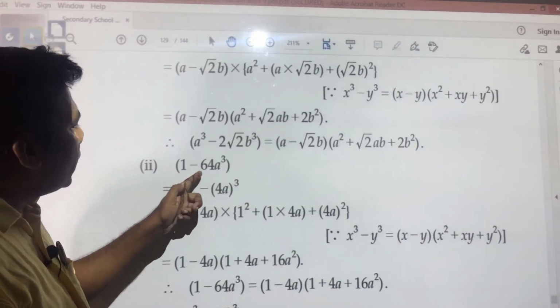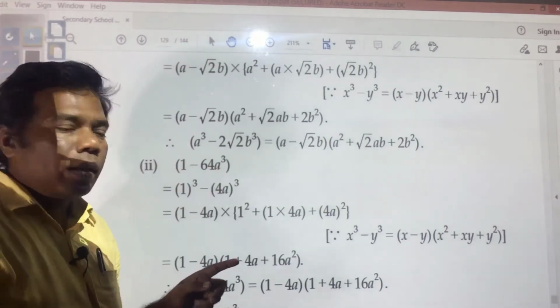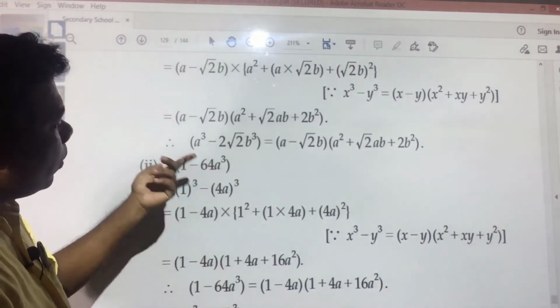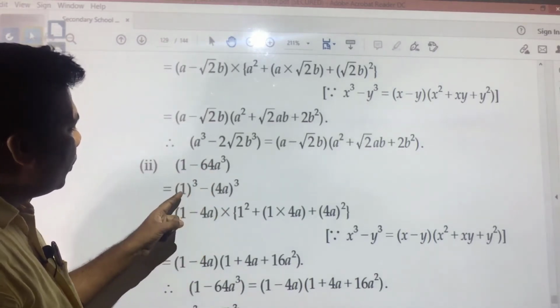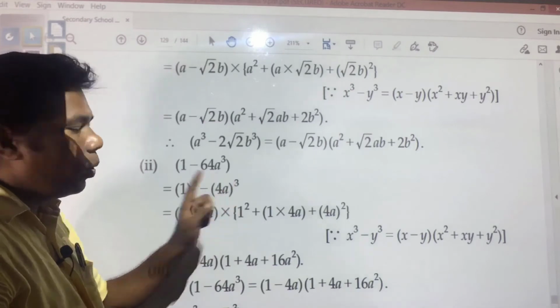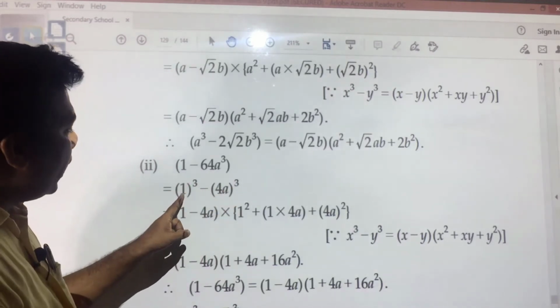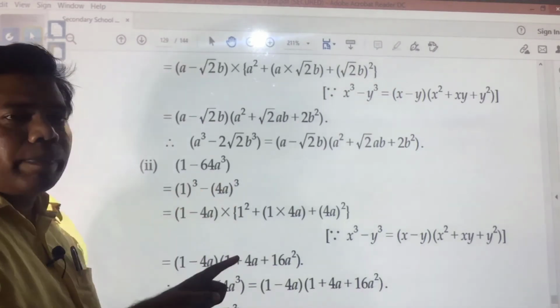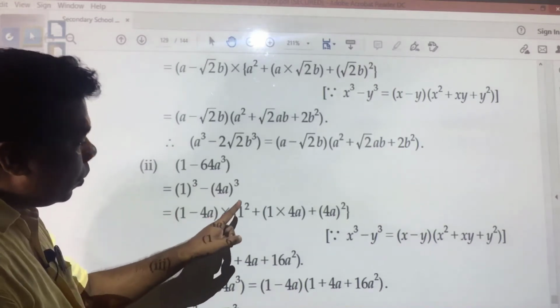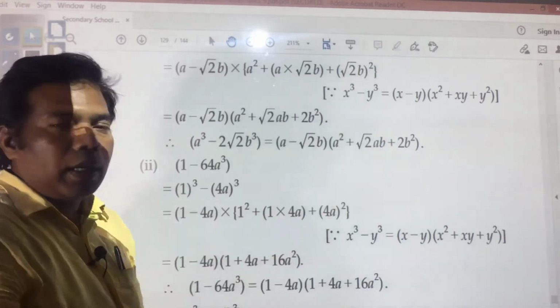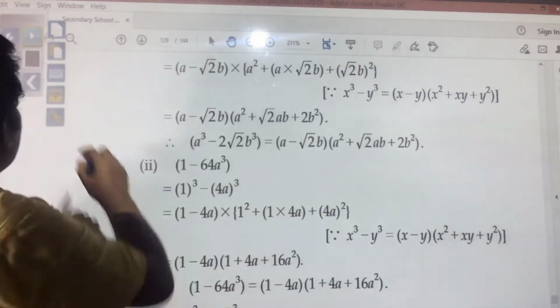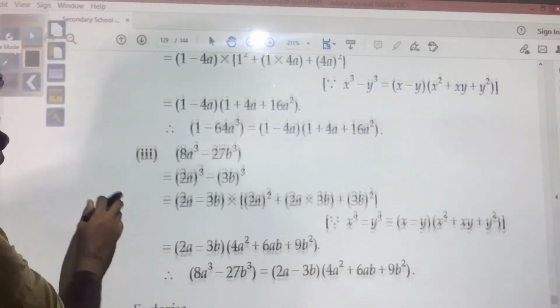Next, you see 1 minus 64 a cube. Again, 64 can be written as 4 cube. So, it will be 1 cube minus (4a) whole cube. So, you have the formula x cube minus y cube, which means (x minus y) into (x square plus xy plus y square). You put the values in that, and just simplify, you will get the answer.